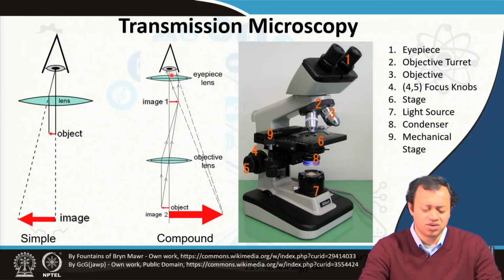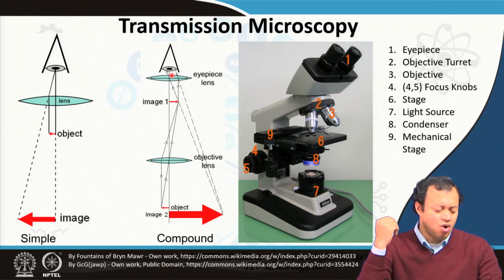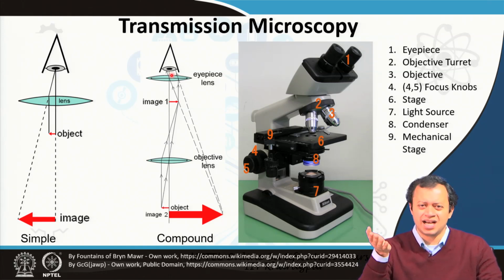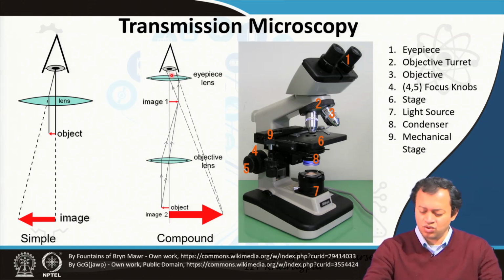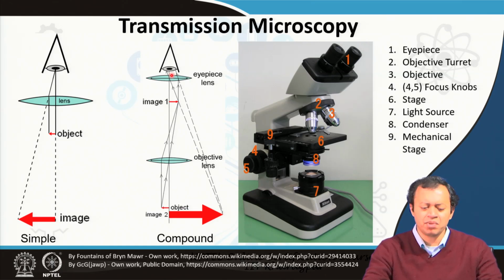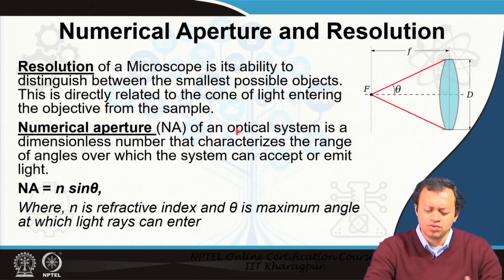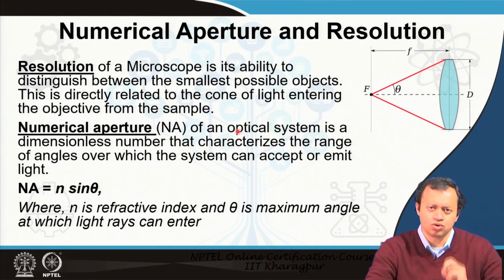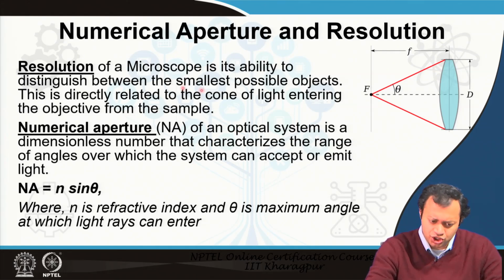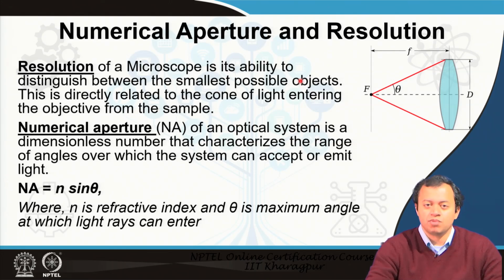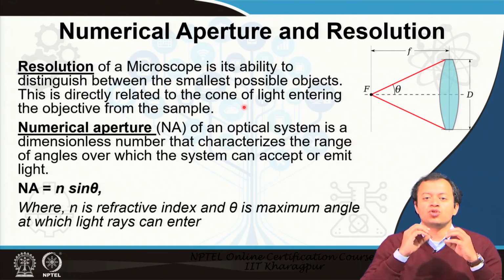There are a few other fancy words like Kohler illumination or infinity corrected, that I ask you to read at your own leisure. But overall this remains transmission microscopy. The two most important things that you need to understand when you are talking about any microscopy, not just optical microscopy but other kinds of microscopy as well, is resolution. Resolution of a microscope is the ability to distinguish between the smallest possible objects.